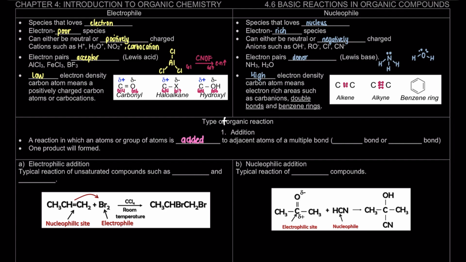So what is an example of multiple bond? That is double bond or triple bond. In this case, only one product will form. There are 2 types of addition reaction. One is electrophilic, second is nucleophilic addition. For your syllabus, it is not compulsory for you to know whether it is electrophilic or nucleophilic addition. But I'm just going to introduce it to you, because later on we're going to see this reaction during the next chapter. First, we're going to look at electrophilic addition.